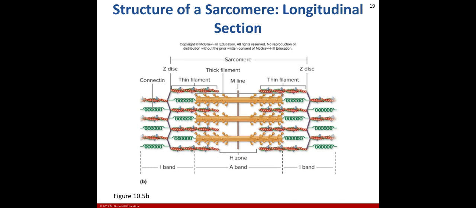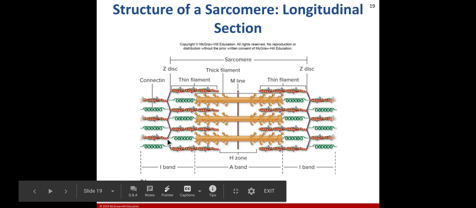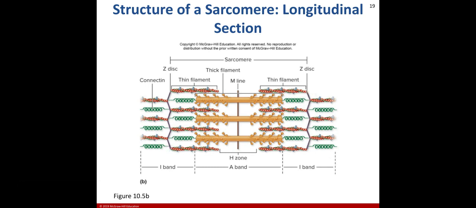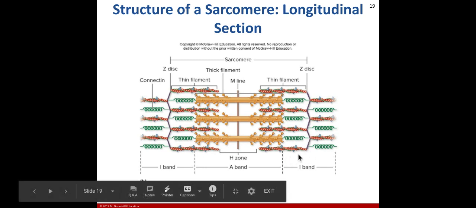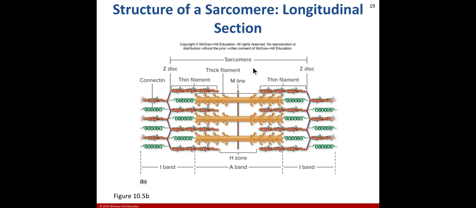Here's what it looks like if you zoomed in even more. So you've got this Z-disc, this nice little area to connect our filaments to. This area here is our I-band, and it is mirrored on the other side. In the middle is our A-band. This inside region where we just have these thick filaments is the H-zone, and right in the middle of that is the M-line. From our Z-disc to our Z-disc, that is our sarcomere.